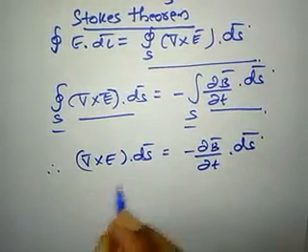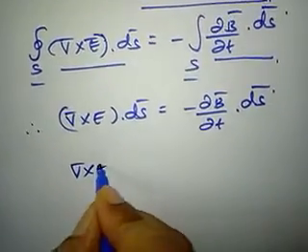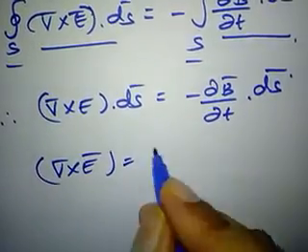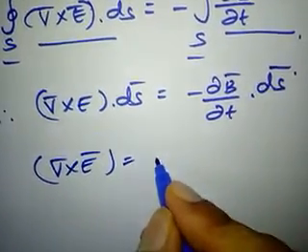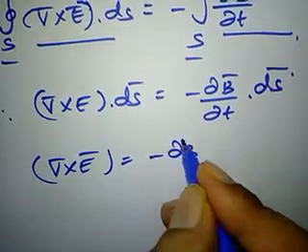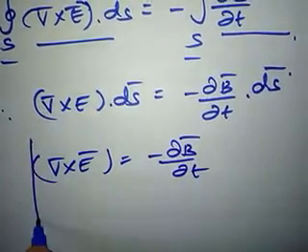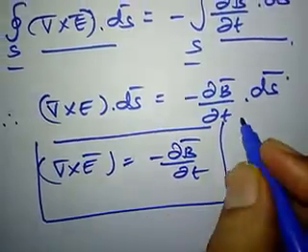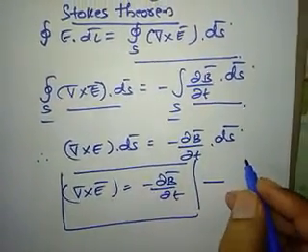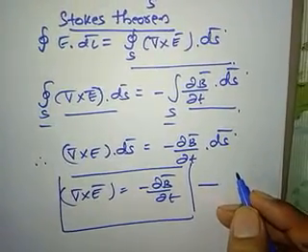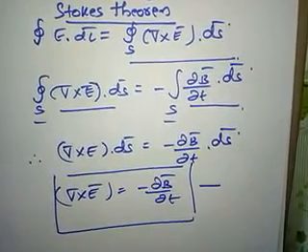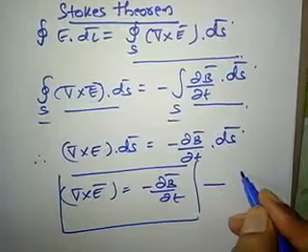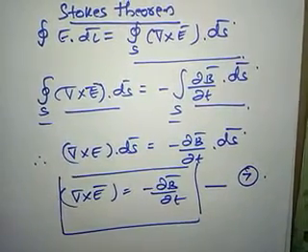Hence finally we can write del cross E bar. In this equation, ds bar and ds bar are identical, so they will cancel, and we get del cross E bar is equal to minus dou B bar by dou t. Take this as equation number 7.